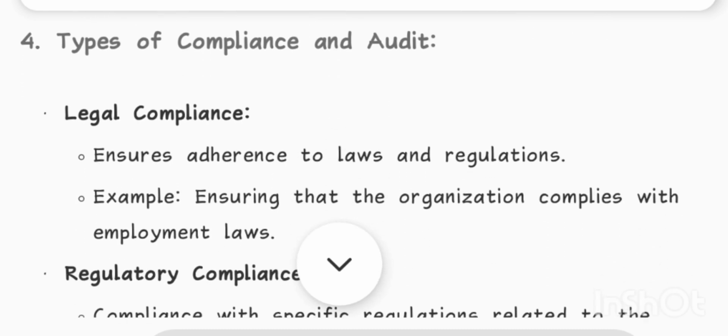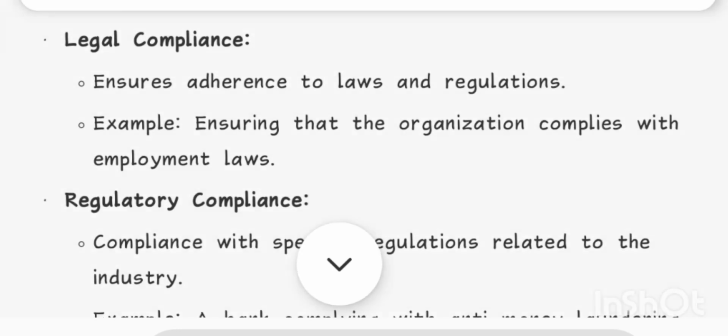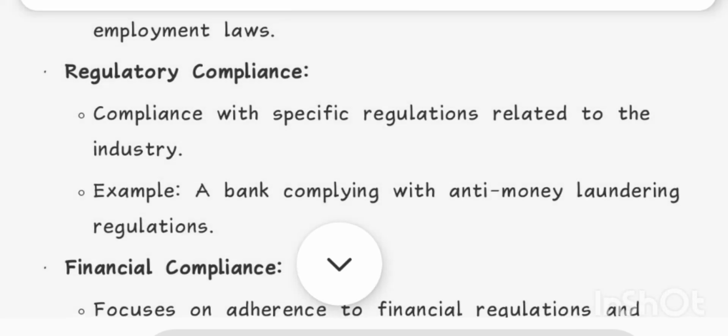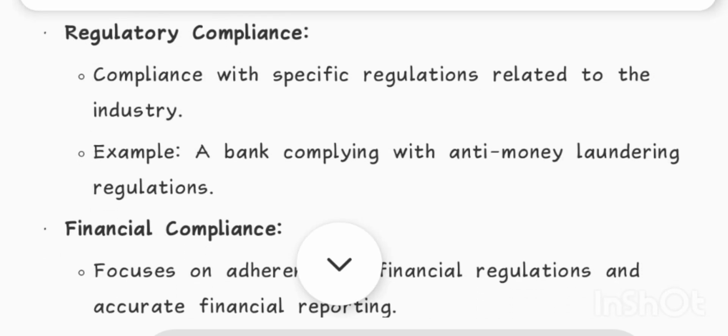Types of compliance and audit. Legal compliance ensures adherence to laws and regulations. Example, ensuring that the organization complies with employment laws. Regulatory compliance, compliance with specific regulations related to the industry. Example, a bank complying with anti-money laundering regulations.